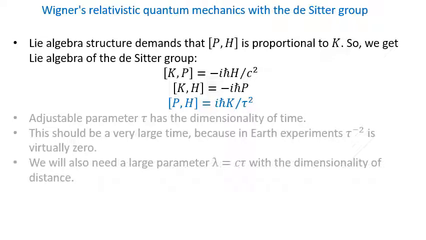These were just speculations. Let us now turn to more specific calculations. First, Lie algebra structure demands that the commutator of P and H, if it's non-zero, must be proportional to the boost momentum K. This means that instead of the Poincare group and algebra, we are now dealing with the de Sitter group and algebra.